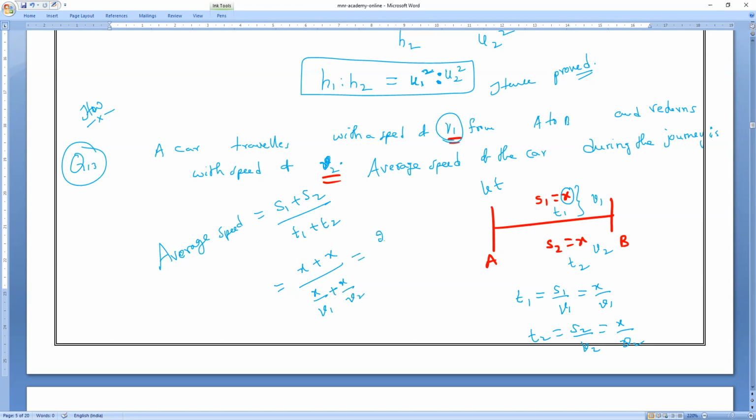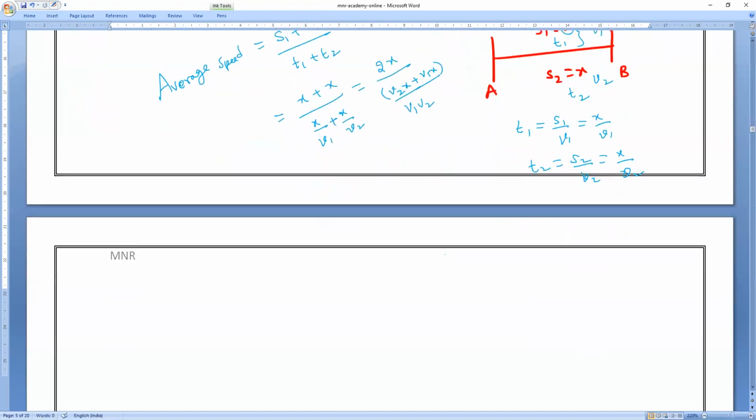So if you take the LCM, 2x divided by, what is the LCM? V1 V2 is the LCM. Here what will come? V2x plus V1x. Is it right or wrong? Next one, it's not a homework sum. Here itself we can solve. So 2x divided by v2x plus v1x into 1 by v1 into v2.